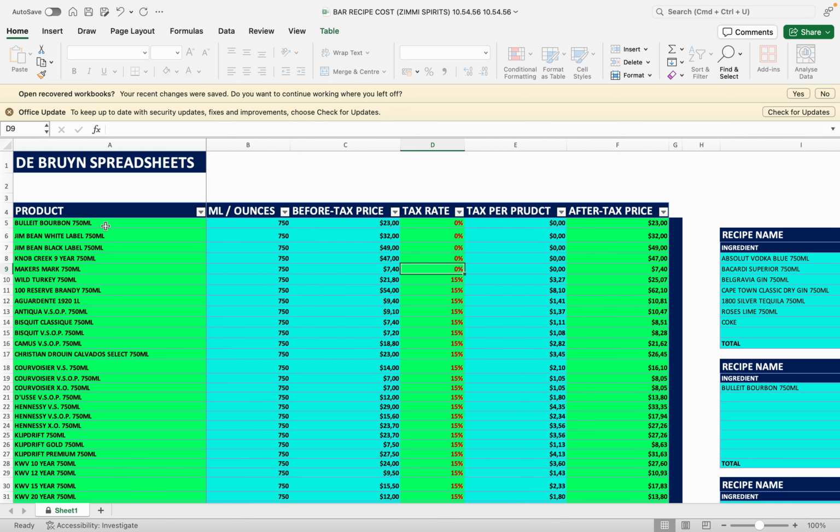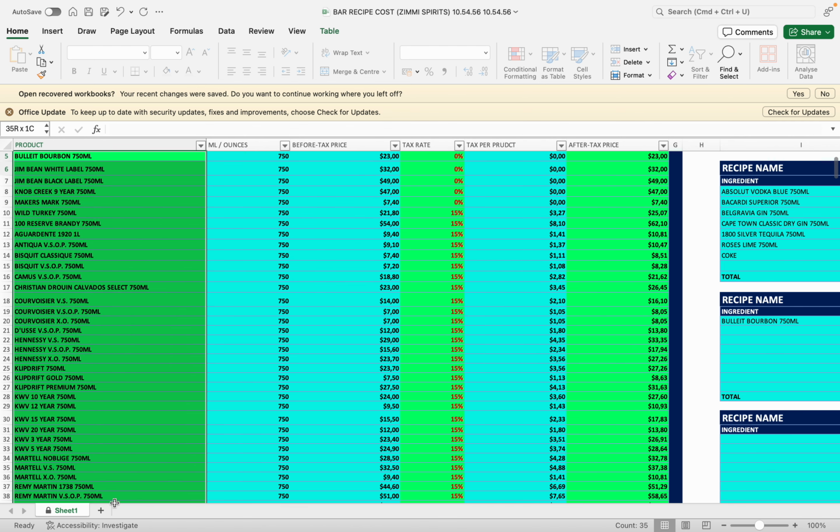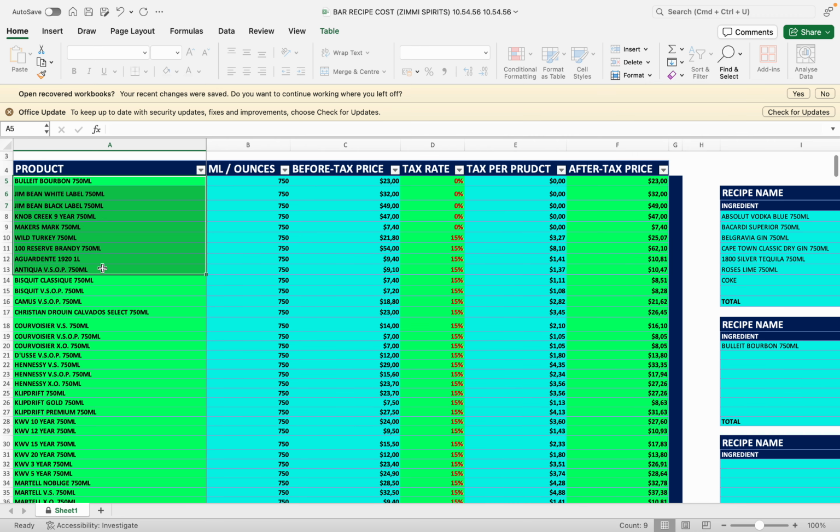Step 1. In the first column named product, this is where you will enter your inventory list. Step 2, in the second column named ml, ounces, this will be the column where you will insert the related bottle quantity. Step 3, in the third column named before tax price, this is where you will enter the product price without tax. Step 4, in the fourth column named tax rate, this will be the column where you will enter the appropriate tax rate of your relevant country.